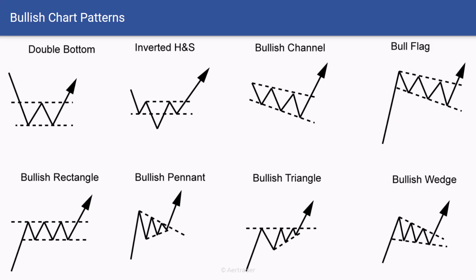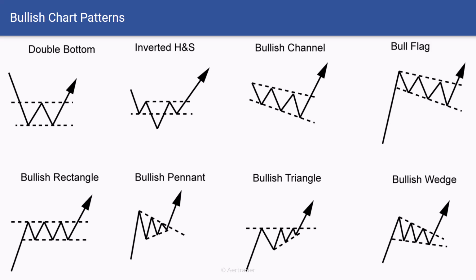Bullish flag. The bullish flag pattern is a technical chart pattern that is often seen as a continuation pattern, meaning that it signals a potential continuation of the previous uptrend. It is formed when the price of a financial instrument has a strong upward move, called the flagpole, followed by a period of consolidation in the form of a sideways or downward sloping channel, the flag.